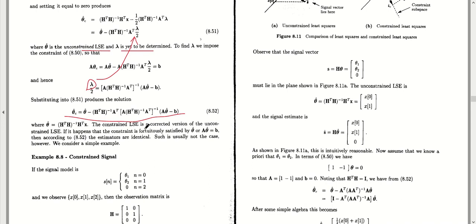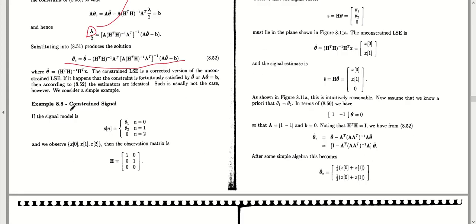The constrained LSE is the corrected version of the unconstrained LSE. And if it happens that the constraint is fortuitously satisfied by the unconstrained estimate, then the estimators are identical. Such is usually not the case. So what that means is the constrained estimate can be equal to the unconstrained one if there is a coincidence, but it's not usually the case.